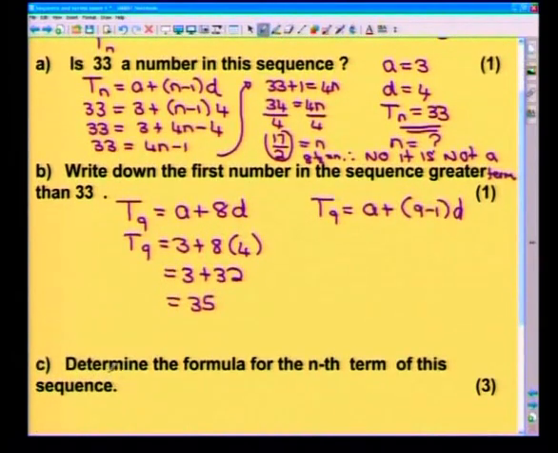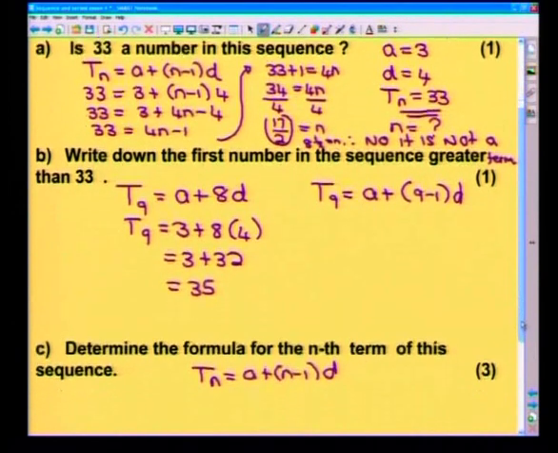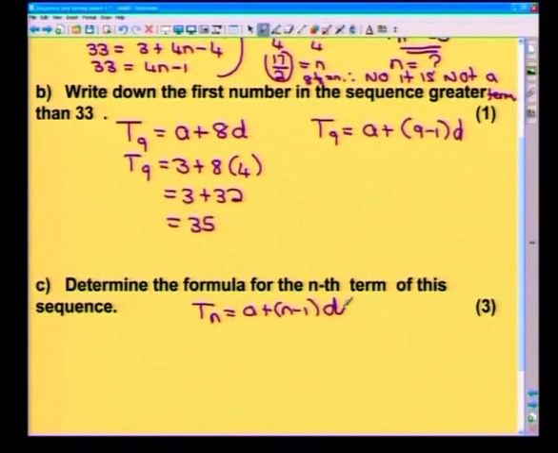Okay, now it seems like I've gone ahead and done this question already, because it says find a formula for the nth term of the sequence. And that's what I actually did up here basically, but let's go and do it from scratch again. So Tn is equal to A plus n minus 1 d. Now what the nth term is about is it's a formula that enables you to generate all the terms on the sequence without any problem at all.